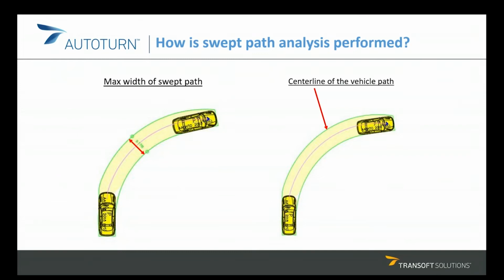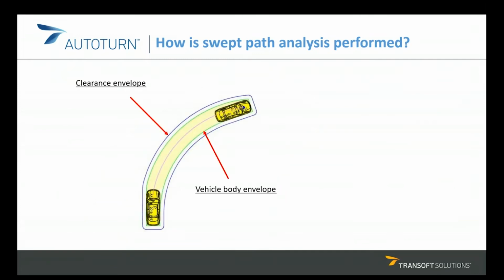Center line of the path. This is the path followed by the center of the front steering axle, and it has a direct effect on the swept path of the vehicle. AutoTURN calculates its swept path based on its center line. Clearance envelope. So the AutoTURN swept paths are non-conservative, or they do not include a safety factor. So if you want to provide an offset distance to the vehicle body, this extra clearance can be provided by using the clearance envelope wherever necessary.